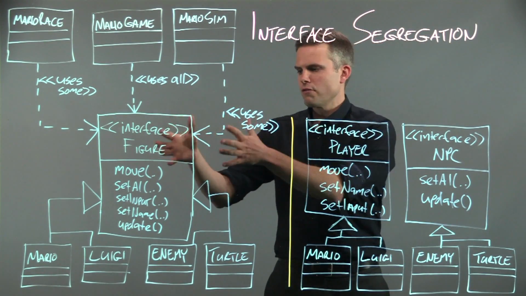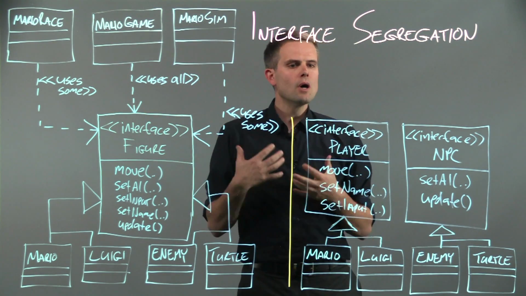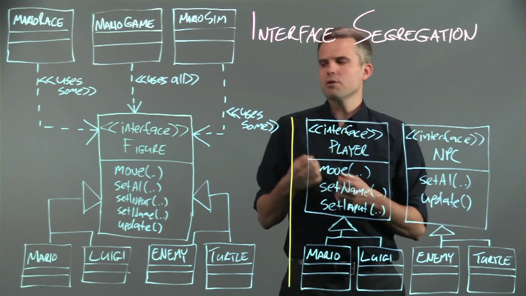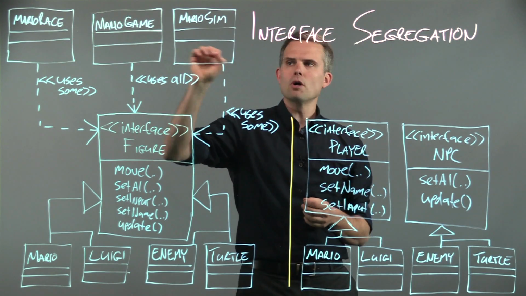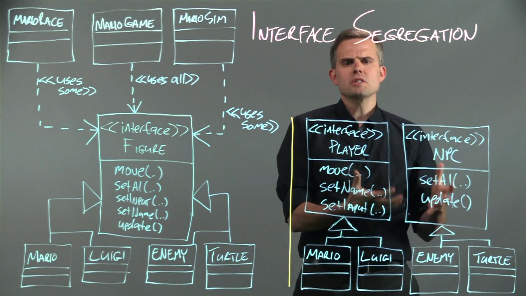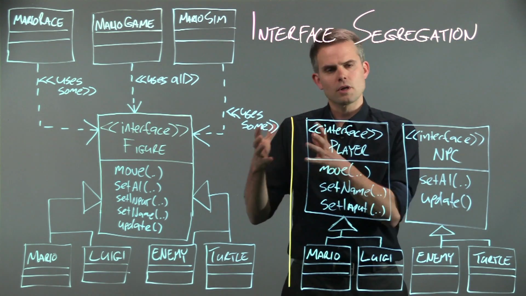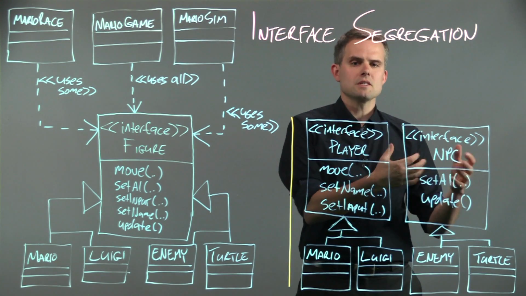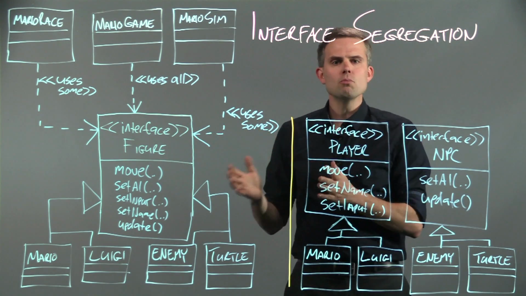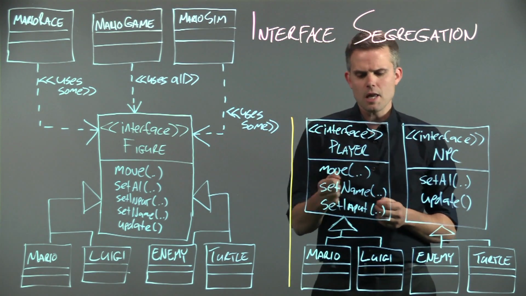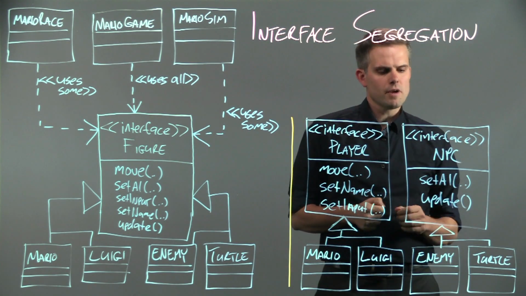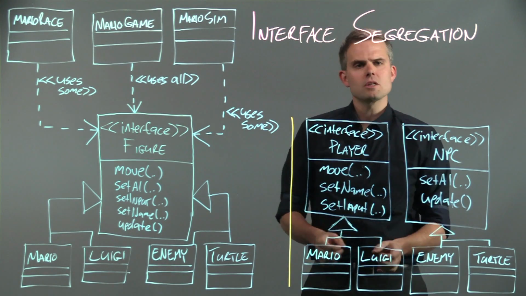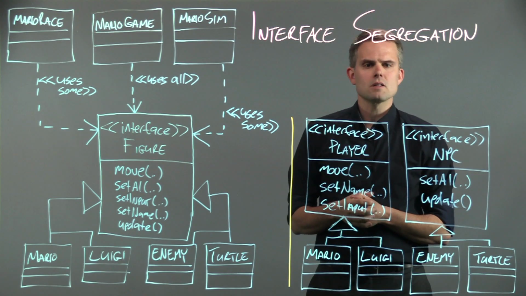If you think about the figure interface and how it's being used by Mario Race, Mario Game, and Mario Sim, what you realize is you really need to separate the playable parts of the interface for controlling players from those parts of the interface that can deal with the non-player characters, or NPCs, within this game. So we've split figure into 2 parts. There's the player interface that has move, set name, and set input, and there's the NPC interface, which has set AI and update. Then we've changed the concrete subtypes so they extend the part of the interface that they actually care about.